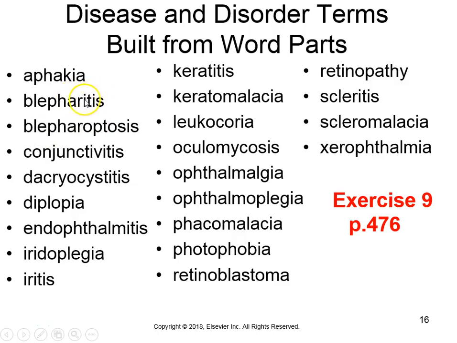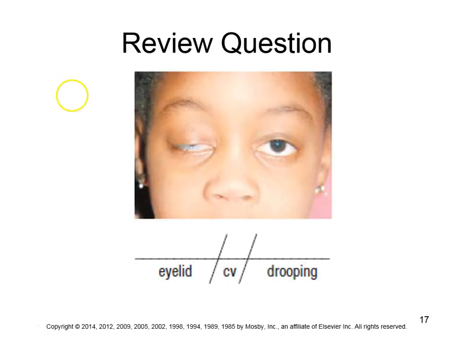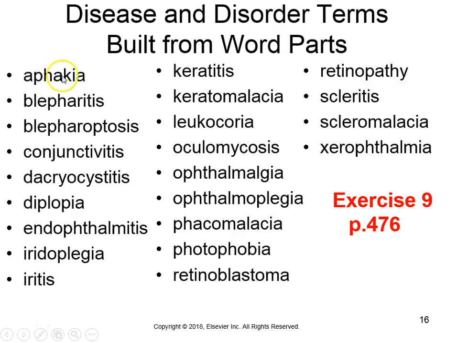Otherwise, we have a lot of itises. Like I said, blepharitis would be eyelid. Conjunctivitis would be inflammation of the conjunctiva or pink eye, and other instances. Ptosis is a suffix that we've seen before. Ptosis means drooping. So whatever it is that you're talking about is sagging or drooping in some way. So here's an example of the eyelid drooping. So that would be blepharoptosis. Blepharoptosis right here.